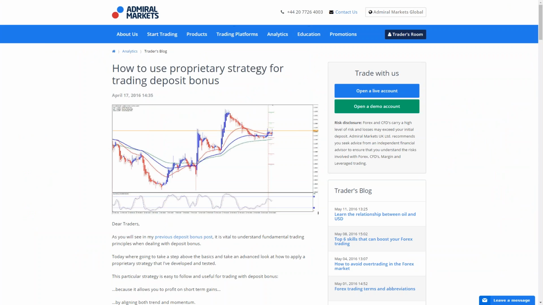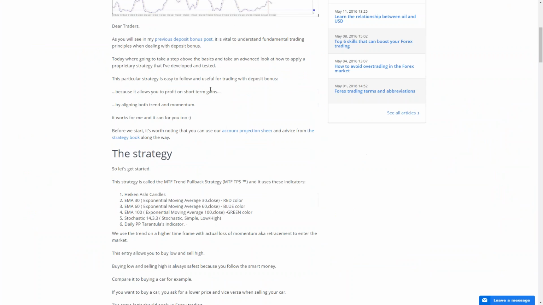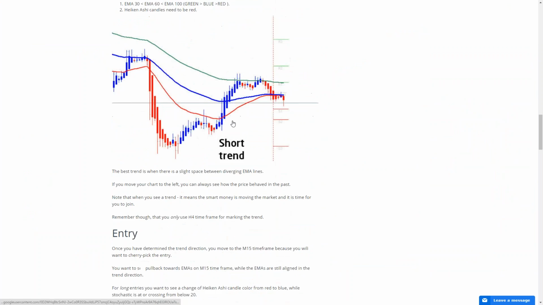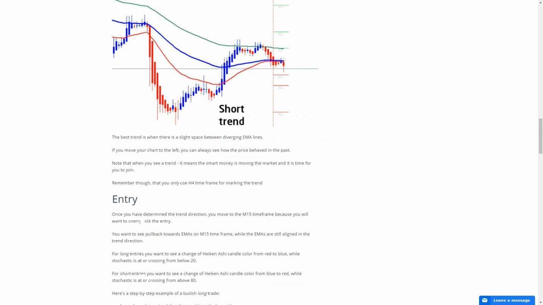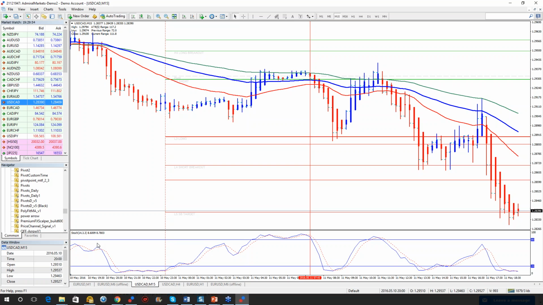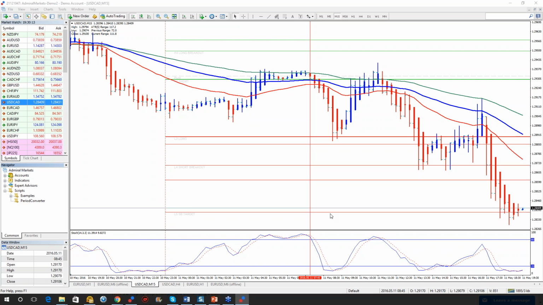See here, how to use proprietary strategy for trading deposit bonus. Here you have also the rules explained, entries. But today I wanted to explain, because I've been receiving emails about possible entries, questions, whatever, and I wanted to go with you through all these questions and explain, guys, how we actually take entries, how we actually take those trades. Okay, so I hope that I have answered all of your questions.